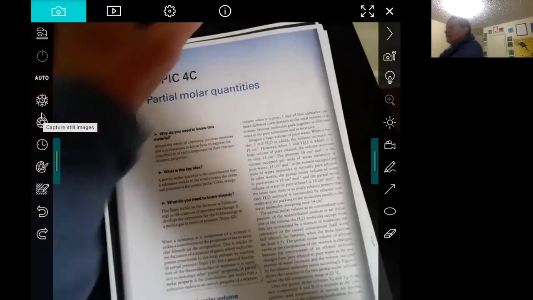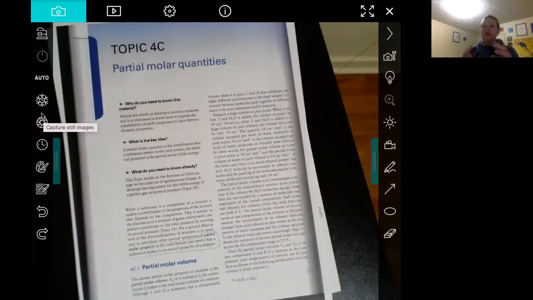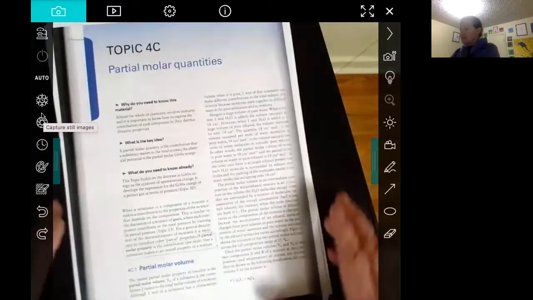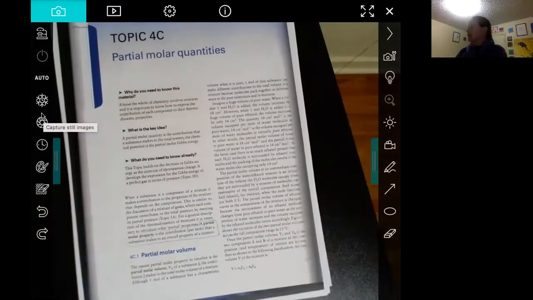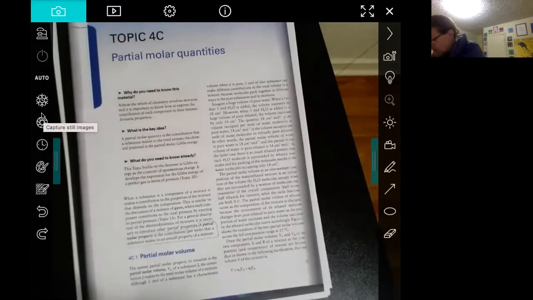Okay, so topic 4C is going to take us on the transition from looking at just pure substances and thinking about equilibrium to making mixtures or solutions, and then going from there to solutions that can have reactions taking place. So partial molar quantities are a way of thinking about how different properties change when the composition is changed. The key idea is that a partial molar quantity is the contribution that a substance makes to the total system.